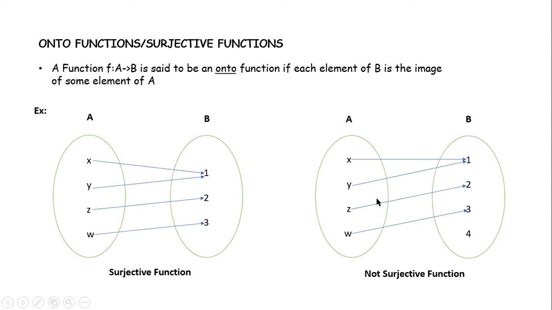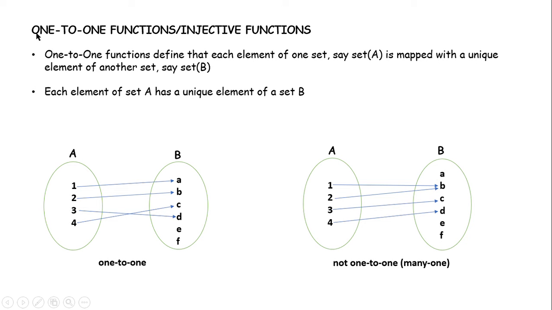Or in other words, 4 is not the image of any element in set A. So I can clearly see that 4 has been left out here. But according to an onto function, all the elements of set B must be used in being assigned to some element of set A, or all the elements must be an image of some element of set A. But here 4 is not the image of any element from set A, hence this function is not an onto function.